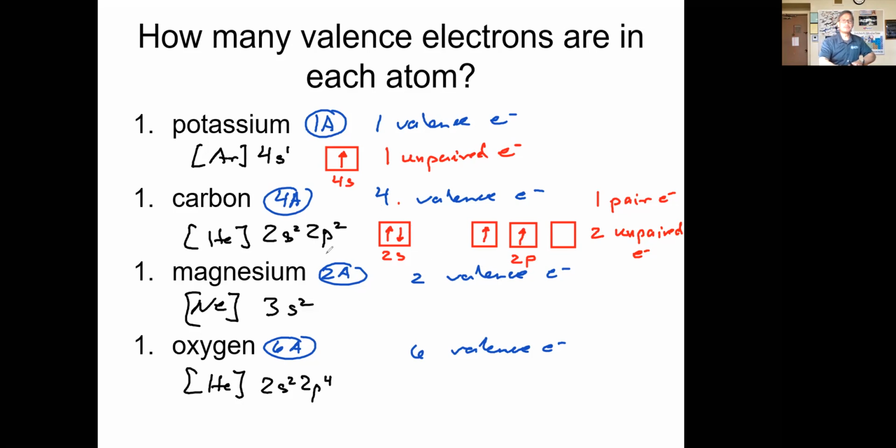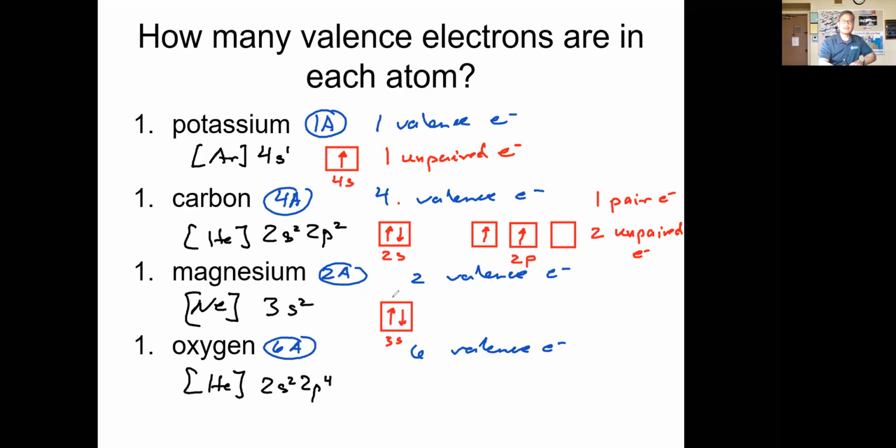All right, with magnesium, let's take a look at this. Magnesium has electrons in the 3s orbital here. So let's draw out that box. There's the 3s orbital, and there's 2 electrons, and both of those are going to fit into the 3s orbital.